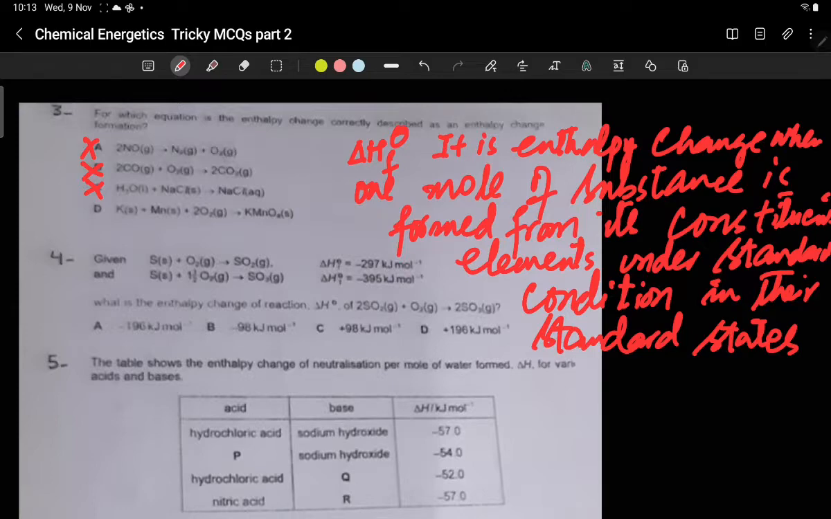So enthalpy change, 1 mole of substance is formed from its constituent elements. This option justifies the enthalpy change of formation. So D option is correct.